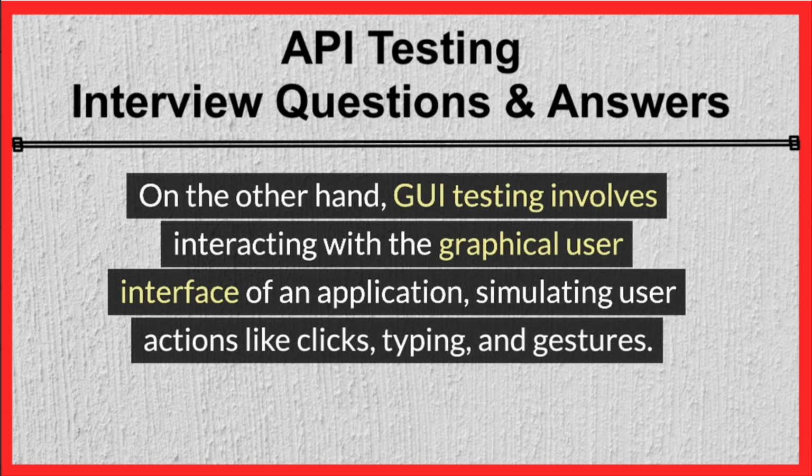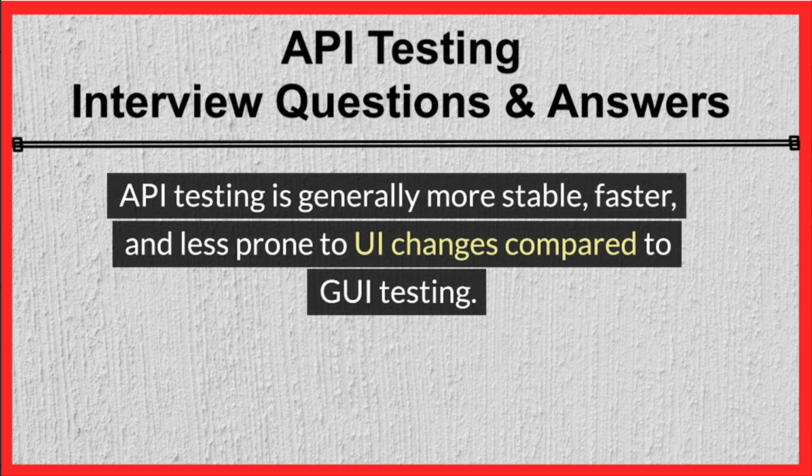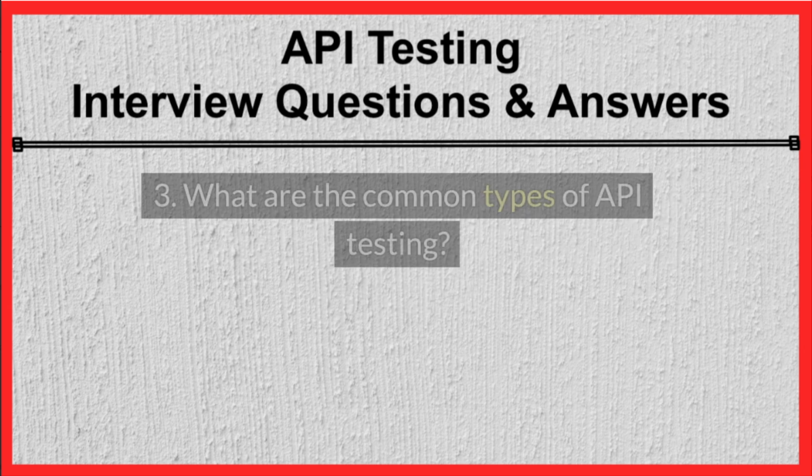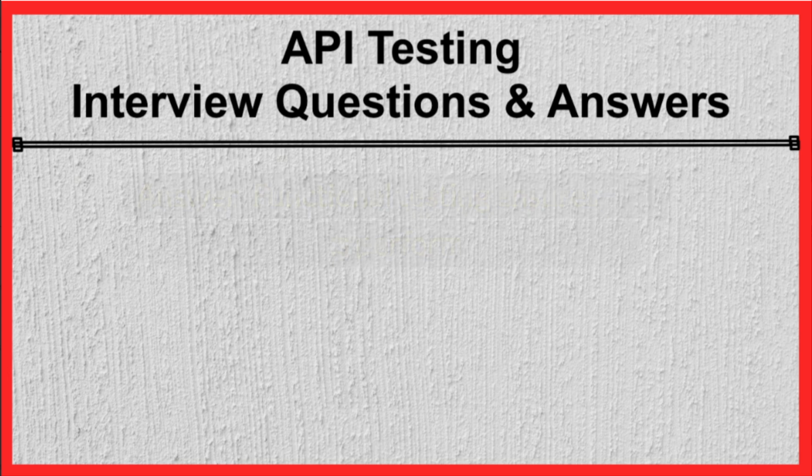On the other hand, GUI testing involves interacting with the graphical user interface of an application, simulating user actions like clicks, typing, and gestures. API testing is generally more stable, faster, and less prone to UI changes compared to GUI testing. 3. What are the common types of API testing?